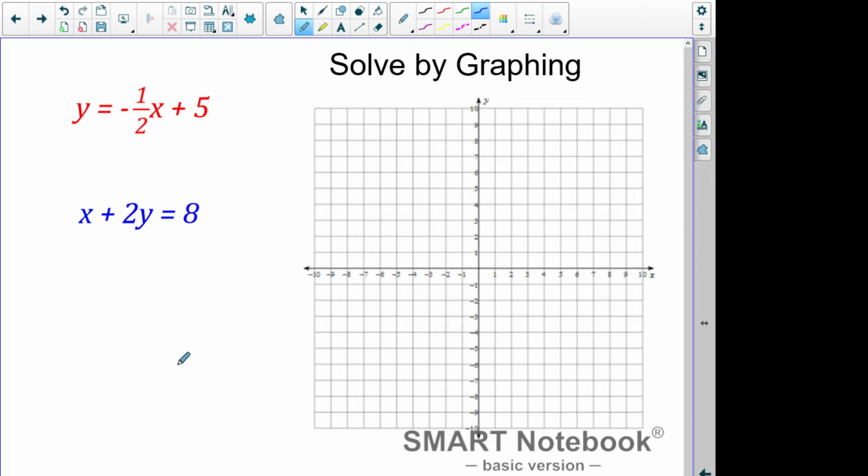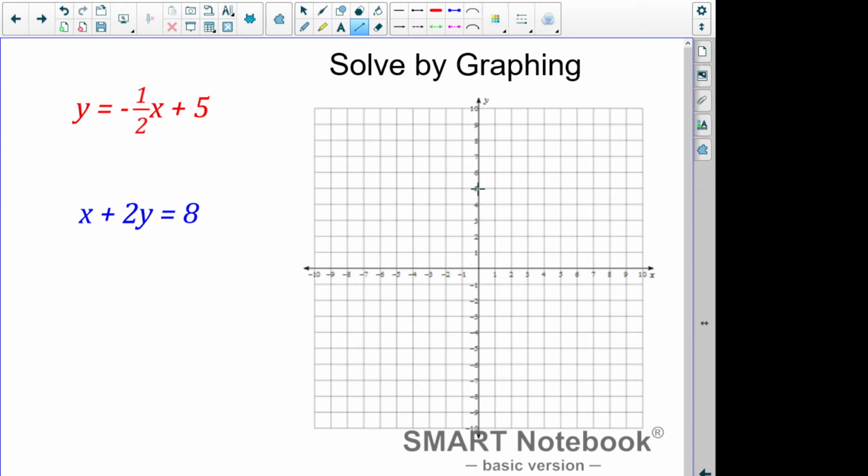So another situation. We've got this equation, y equals negative 1/2 x plus 5, and actually I recognize this. This is the same line from the last example. So that red line starts at 5 on the y-axis and has a rise of negative 1 and a run of 2. So I've got a pretty good idea what that looks like. Let's go ahead and graph it real quick.